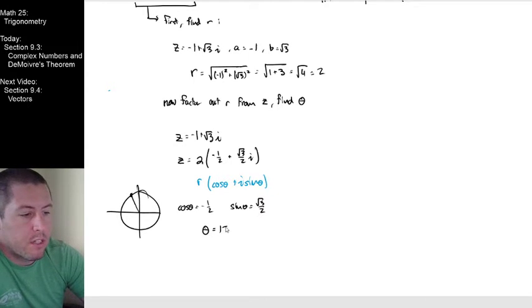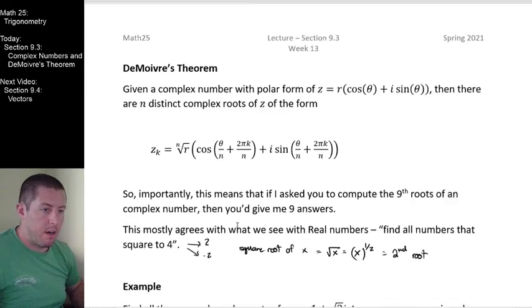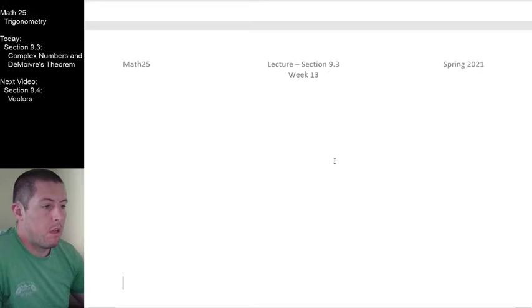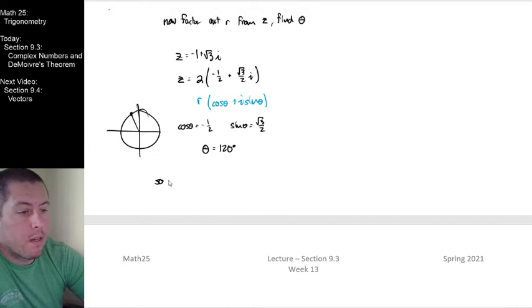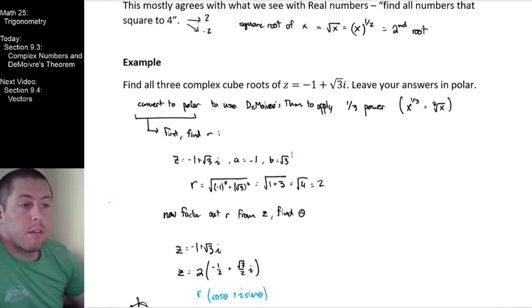I'll do this one in degrees just because we've done the others in radians, and both of these are acceptable, I suppose. So in this case, z should be equal to 2 cosine 120 plus i sine 120. So we've converted to polar.